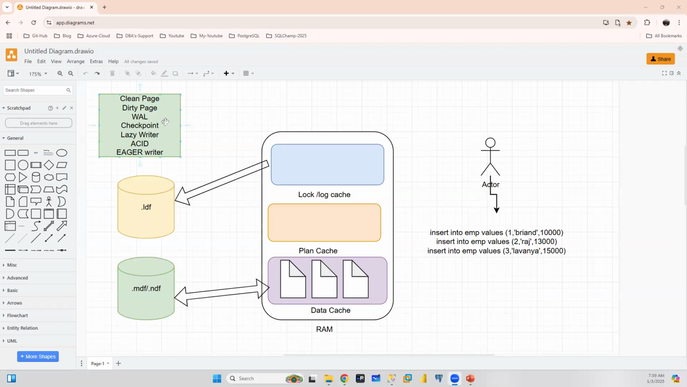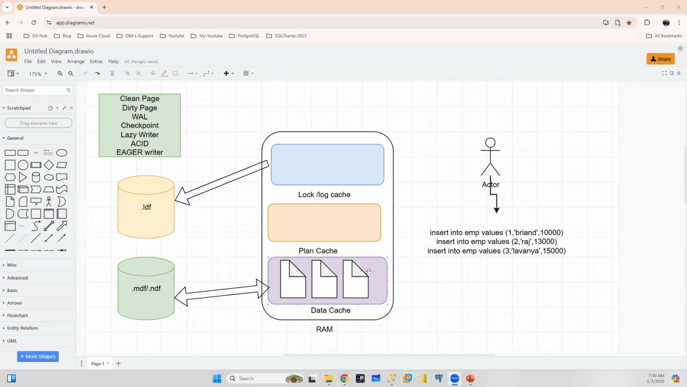We discussed a lot about checkpoint, what is WAL, dirty pages, and the clean page. Just to recap: if you are copying the pages from MDF or NDF to the cache and you haven't modified anything, those pages are called clean pages. Once you start modifying the data in the data cache, those pages technically are called dirty pages.